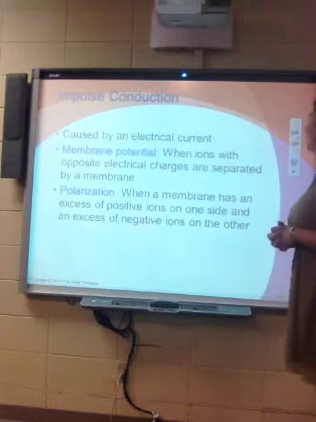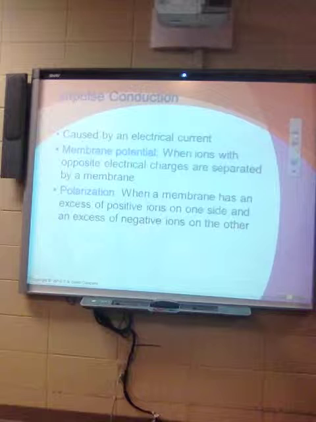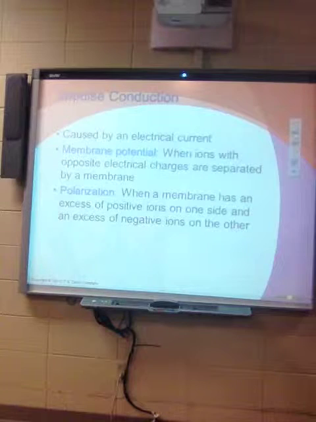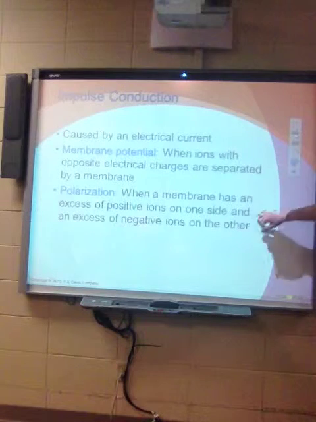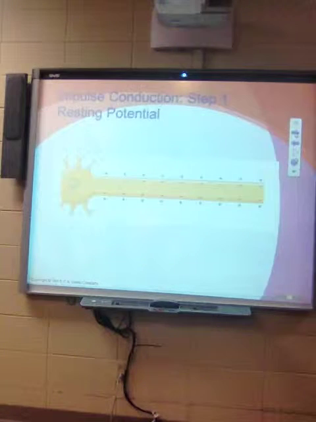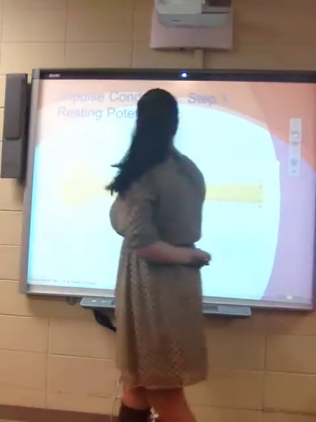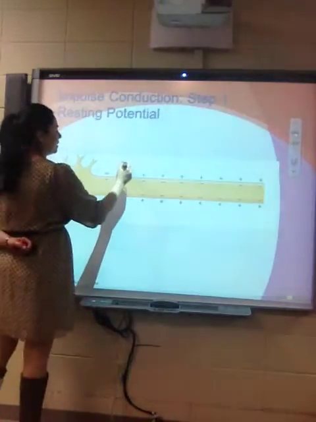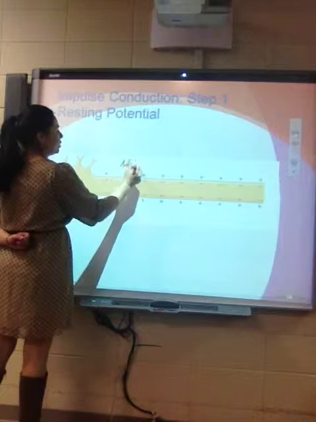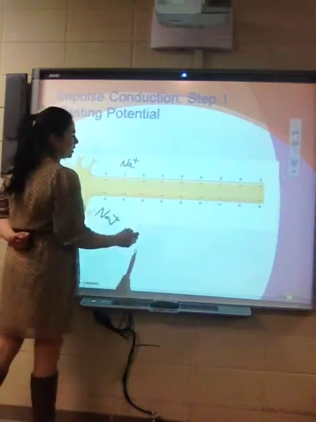Okay, so what's happening with an impulse or electrical impulse? So membrane potential, we're going to look at some slides and polarization. So when that actually changes over. So here is resting potential. Right now, before an impulse occurs down this neuron, you just have sodium ions sitting all out here. Whole bunch of sodium ions.